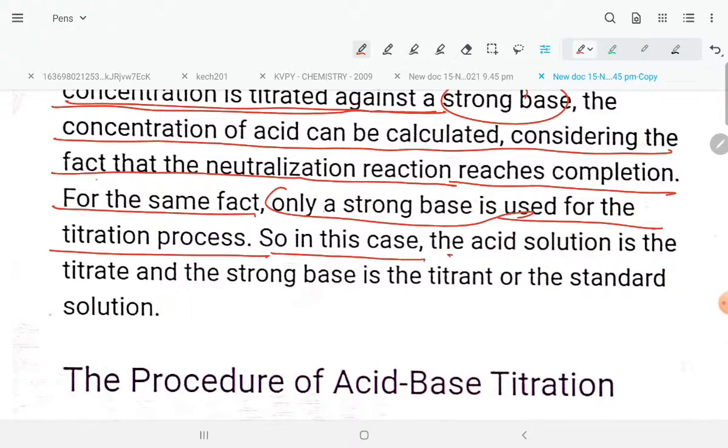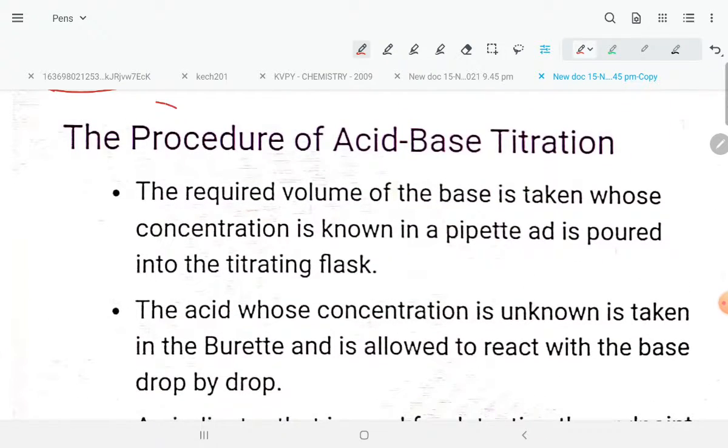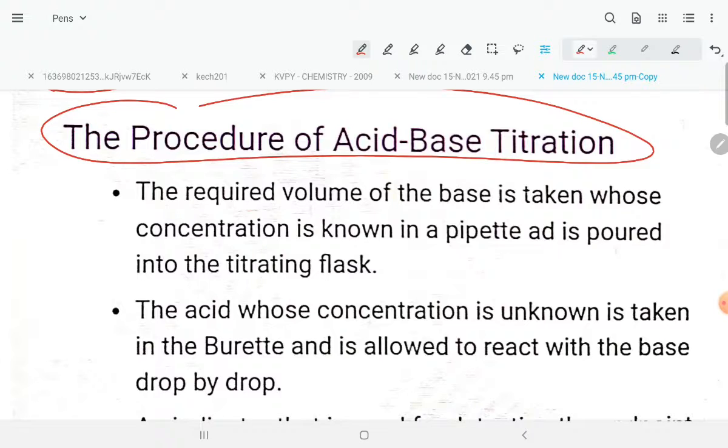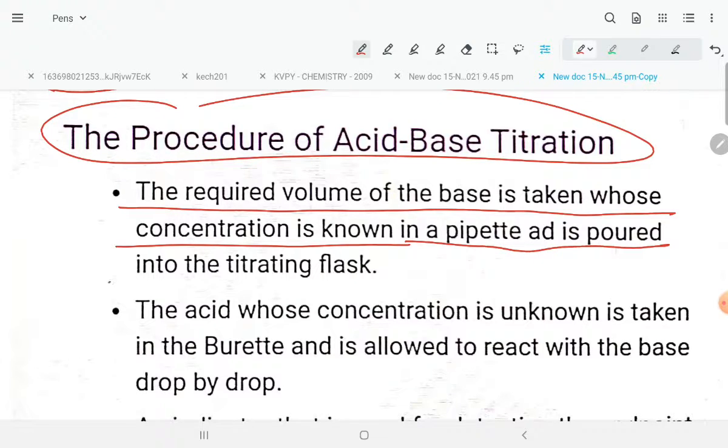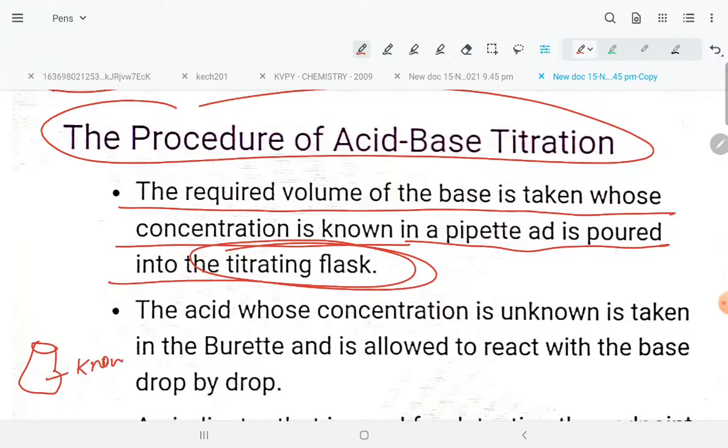So in this case, the acid solution is titrated and the strong base or the standard solution is used. What is the procedure for acid-base titration? The required volume of the base, whose concentration is known, is taken in a pipette and poured into the titrating flask. Suppose this is the conical flask. This is the known base we are having.